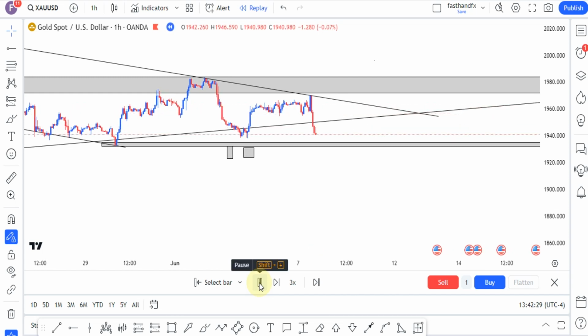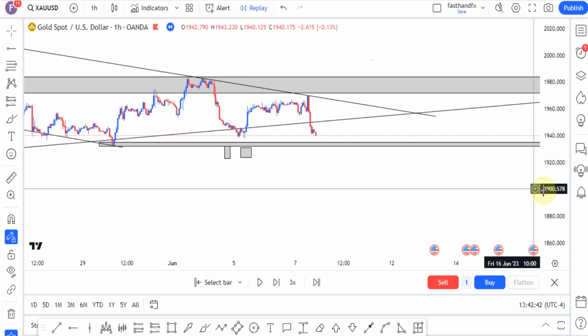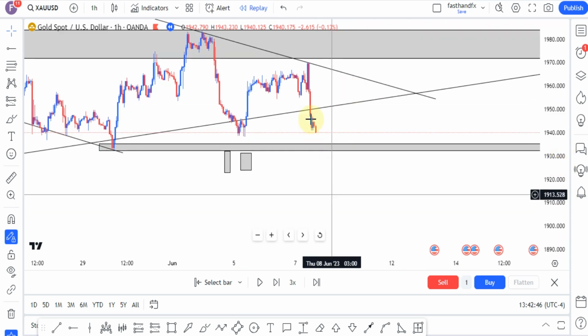So you see, guys, what it does. The market came all the way, it did test this trend line up, above this area, and after that you can see the market started moving down. So let's see if we could have gotten an opportunity to take a trade around this area.